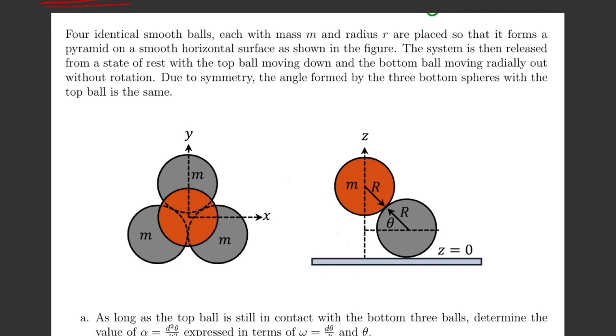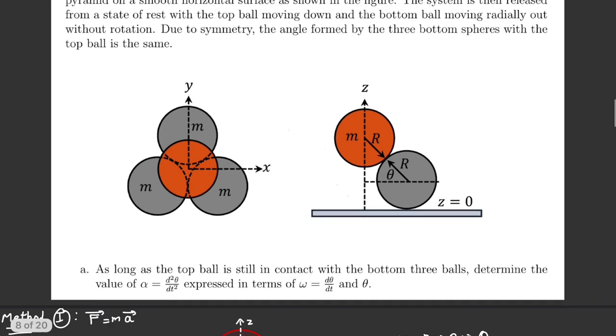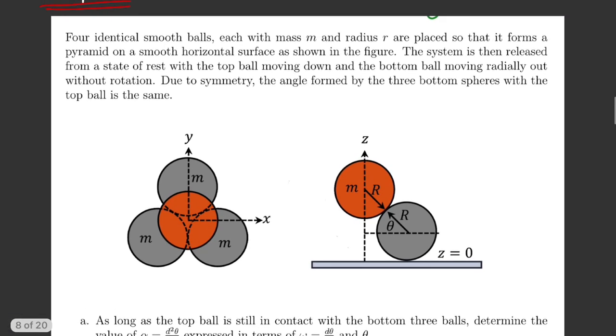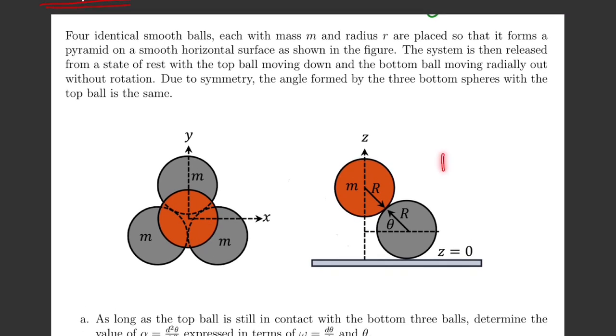Now, essentially it's in a pyramidal shape. It's hard to show on a 2D page, so this is essentially what the figure is. Now he's asking for d squared theta by dt squared.